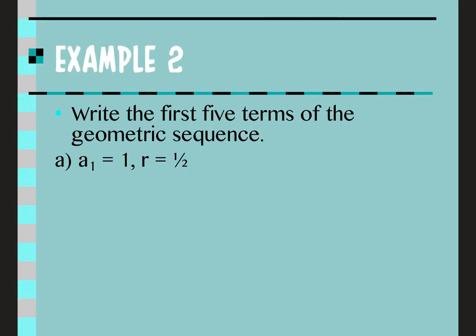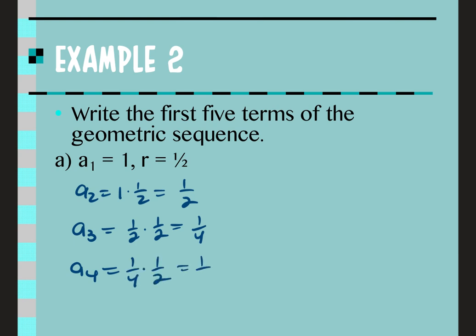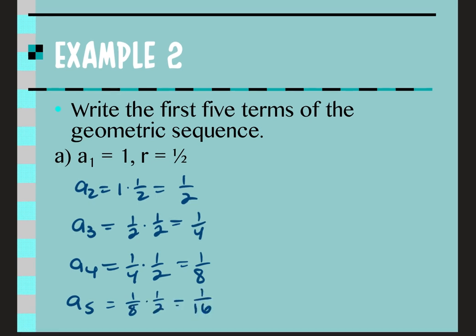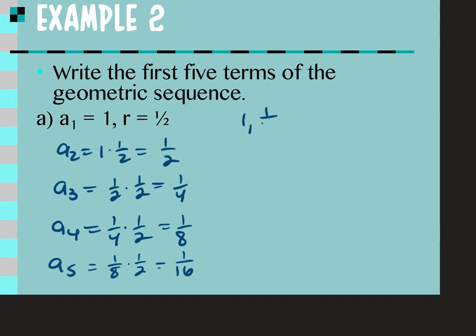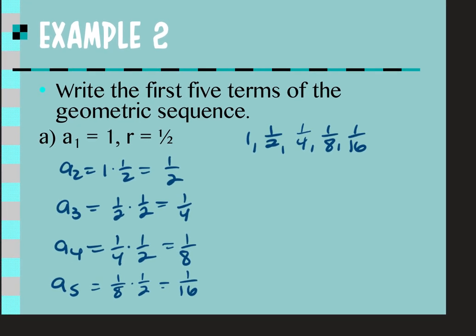All right, example 2, write the first 5 terms of the geometric sequence. So this time I gave you A1 and I gave you R. What are we going to do to A1 to find A2? Multiply by a half. So if A1 is 1, then A2 is 1 times a half, or a half. A3 would be a half times a half, which is 1/4. A4 would be a fourth times a half, 1/8. And A5 would be 1/8 times a half, 1/16. Remember that first one given is part of your answer. If it says the first 5 terms, you have to include it.